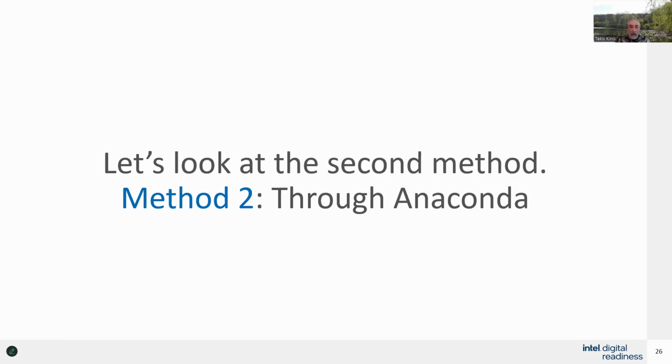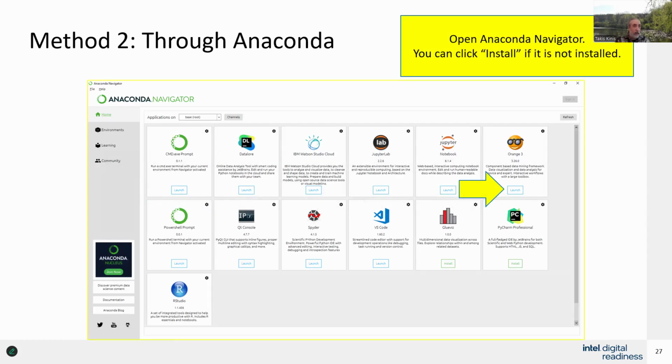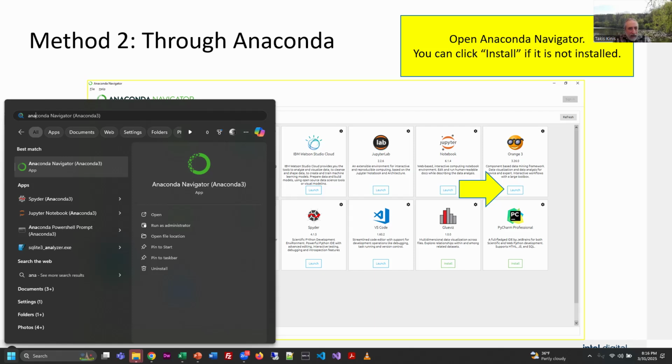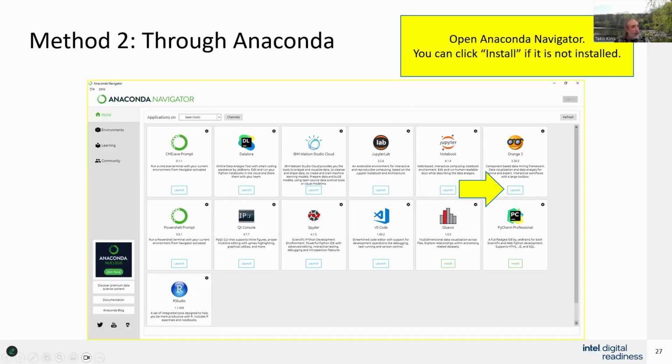The other way to do it is through the Anaconda distro. So here's how you can test to see if you have Anaconda even installed, right? The first step would be go to your start menu and just type Anaconda. And if you come up with the Anaconda Navigator, that means you already have Anaconda installed. And I'm going to go ahead and launch that to bring it up on screen.